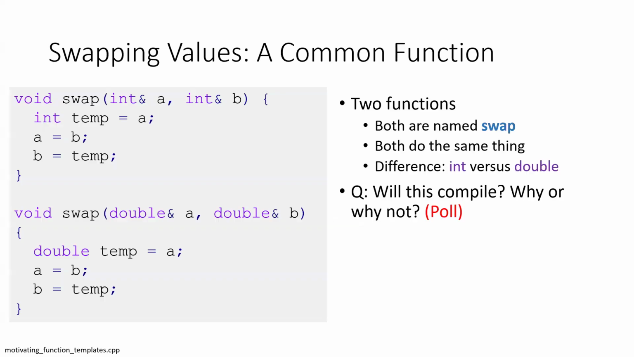First, function templates. Here are two swap functions. The first one, we are taking in two integers by reference, and we are swapping the contents in them. The second one, we're taking two doubles by reference, and we're doing the same thing. These two functions both are named swap. They do the same thing. The only difference is the type. The data type is integer versus double. So first question, will this compile? Why or why not?